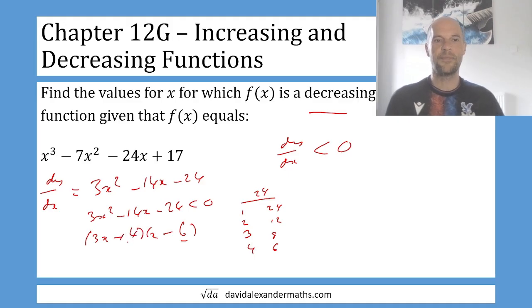Let's just think about that. Positive 4 times negative 6, negative 24. 4x minus 18x is minus 14x. Good, right. So x is minus 4 over 3, and x is positive 6.